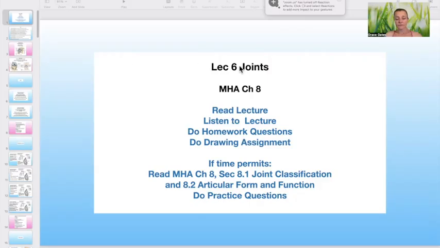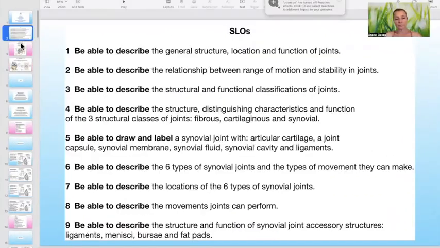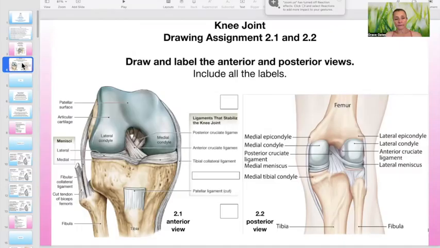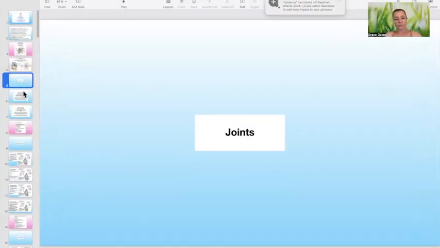This is a lecture on the joints. Okay, lecture 6 on the joints, based on Martini's chapter 8, some learning objectives. Drawing assignment, shoulder joint and knee joint. And now on to joints.